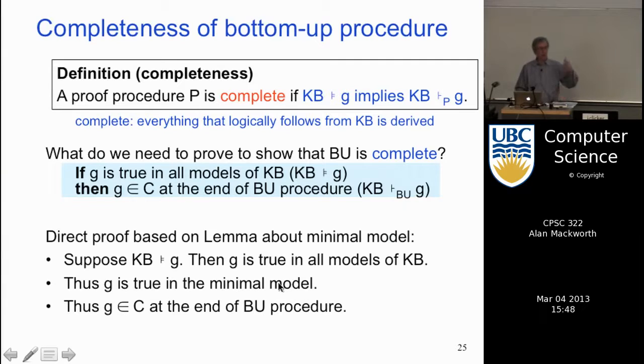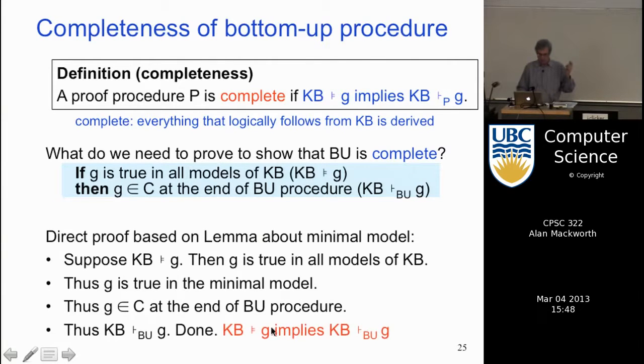Since it's true in the minimal model, the only atoms that are true in the minimal model are the ones that were forced to be true by the bottom-up procedure. If it's true in the minimal model, it must be in the set of consequences at the end of the bottom-up procedure. That follows. Thus, KB bottom-up derives G. So in other words, if G logically follows from the knowledge base, G is true in all models, therefore it's true in the minimal model, therefore G is in C at the end of the bottom-up procedure. Therefore, it's derived by the bottom-up procedure. We're done. Very straightforward proof. But it was this technical idea of the minimal model, which was the key stepping stone to prove that theorem.